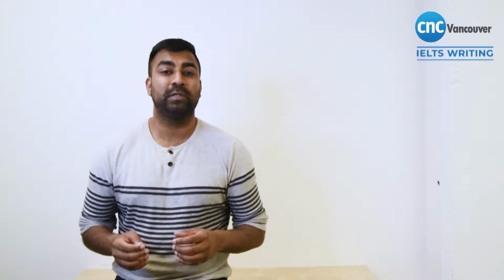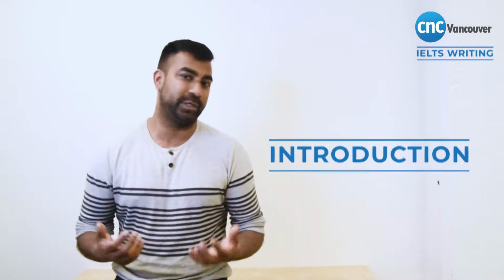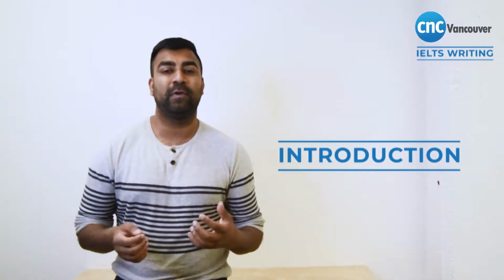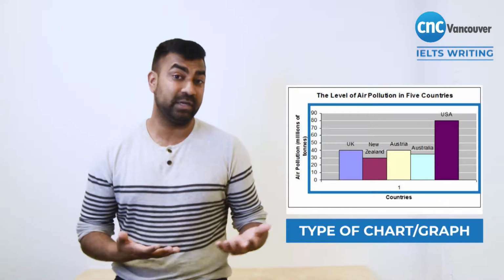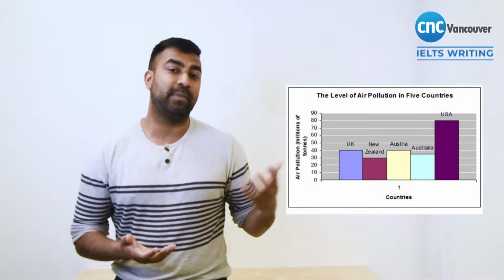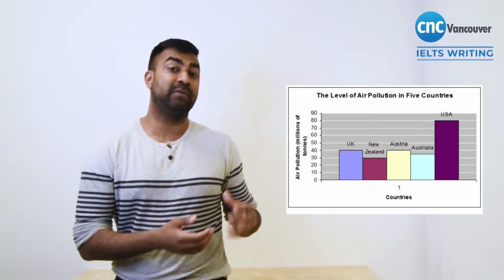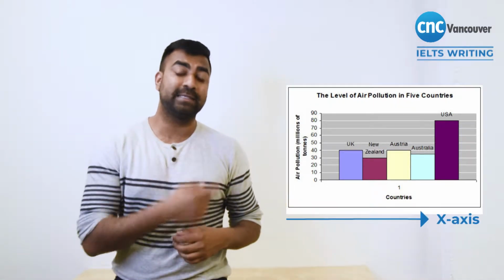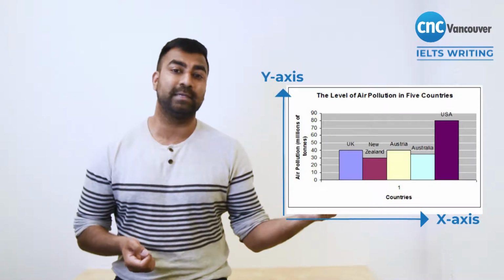Okay, the first thing we're going to do is learn how to create an introduction. This is fairly straightforward, as all you need is the type of chart and the information from the chart itself. So this is a bar chart, and we are going to look at the information from the title and from the x-axis and the y-axis.